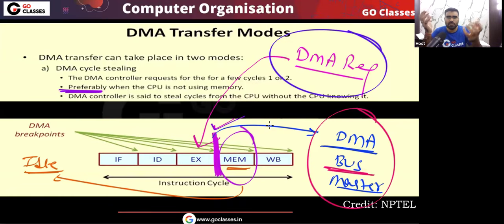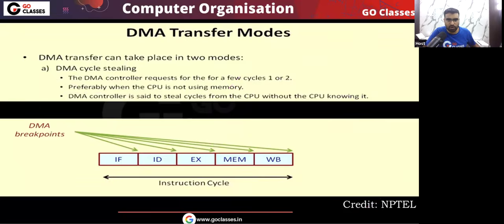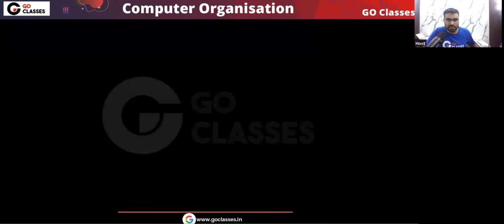In this cycle stealing mode, please understand, most probably the DMA will steal some cycles when the CPU does not need the system bus. But it does not mean that in cycle stealing the CPU will never be idle. No, the CPU may be idle, or the CPU may not be idle. You can easily see two situations in the cycle stealing mode.